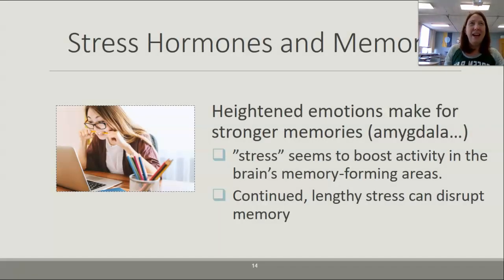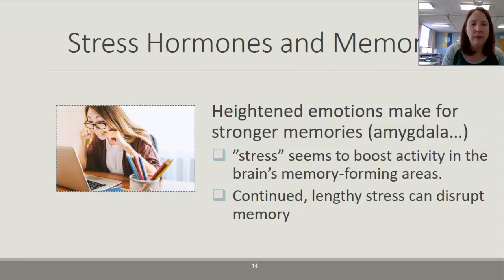I don't know. Anyways, that brings me to the last point of this lecture, and that is stress hormones and memory. When you have heightened emotions in a given situation, it makes for stronger memories because your amygdala gets involved. So when you're super happy or super sad or super anything, you are very likely to remember that thing. That's also why flashbulb memories happen. And that level of stress, and yes, even when you're super happy, there's a stress. It's a stress on your body. It's a heightened focus that your mind is in.